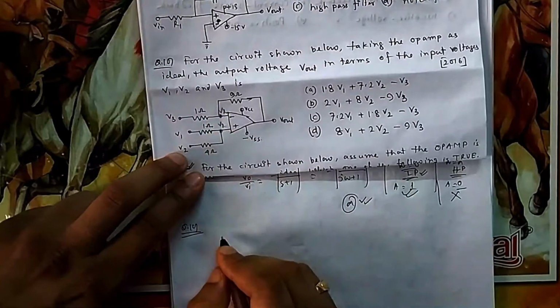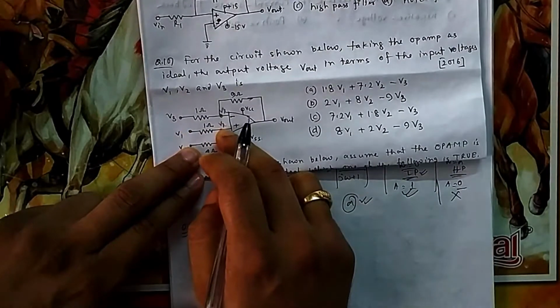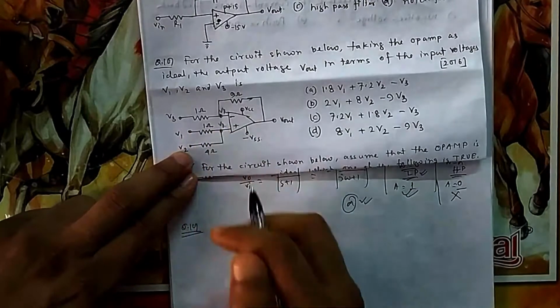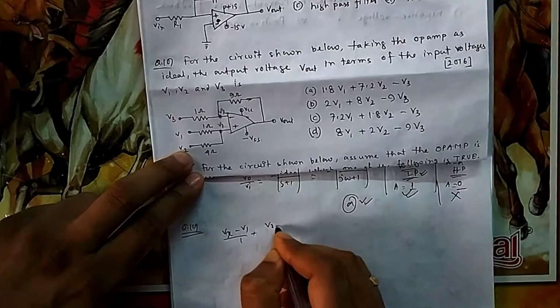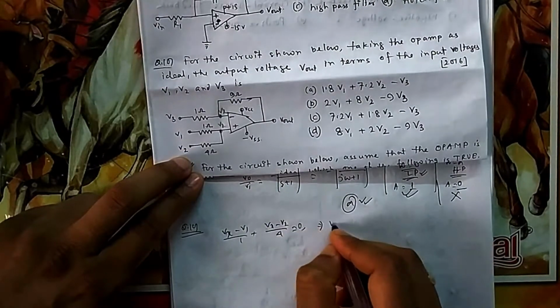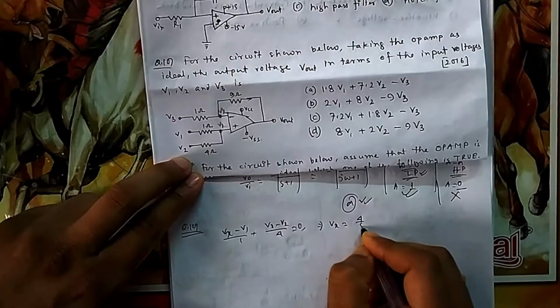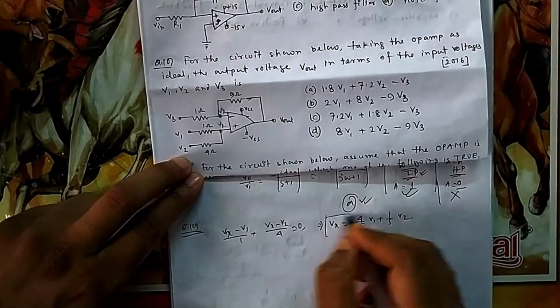If you do nodal here also, you have to do it because there are two paths, not only a single path where V1 will directly come. You don't know which one, V1 will come or V2 will come. So Vx minus V1 by 1 plus Vx minus V2 by 4 is equal to 0. From here, I am directly writing Vx equal to 4 by 5 V1 plus 1 by 5 V2. So this you keep.